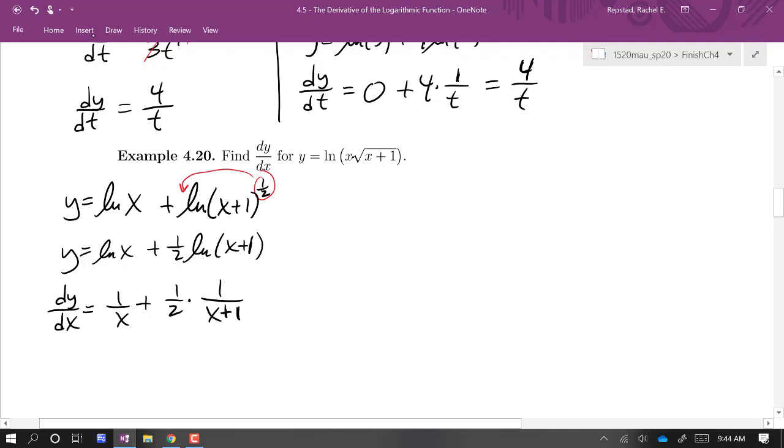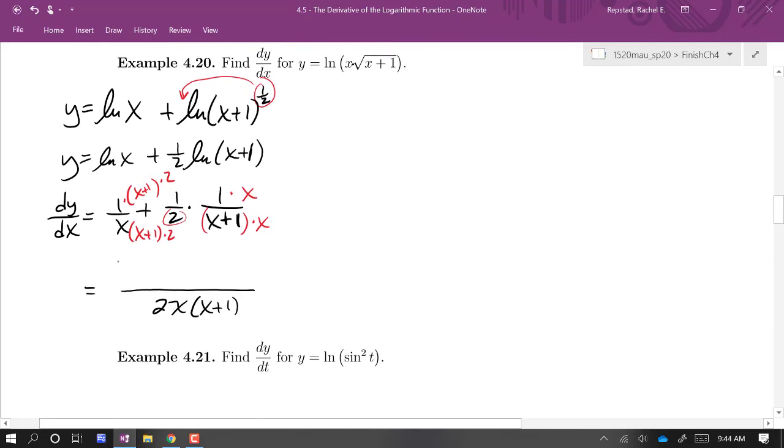And I'm going to get a common denominator. The first fraction needs a factor of x plus 1. The second needs a factor of x. Oh, you know what? The first one also needs a factor of 2, right? Because of this 2 right there. So now my denominator is 2x times x plus 1.